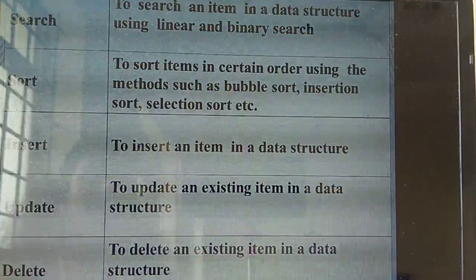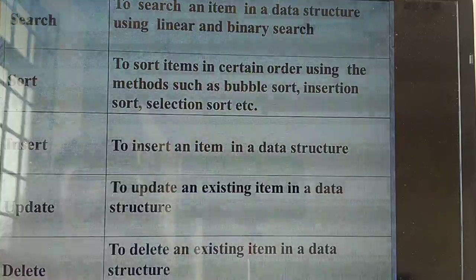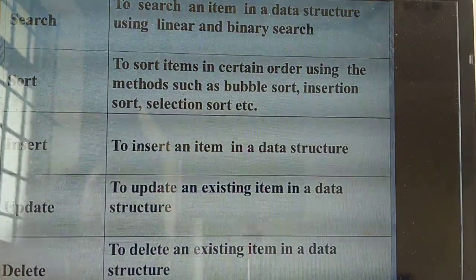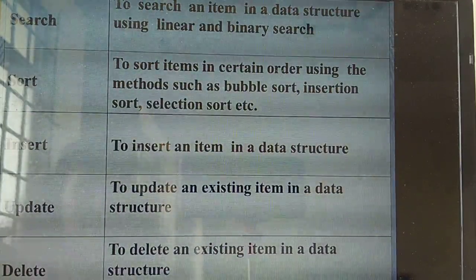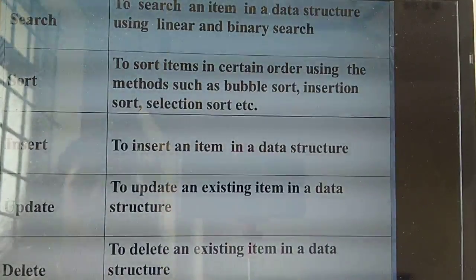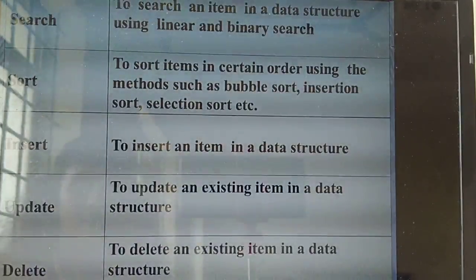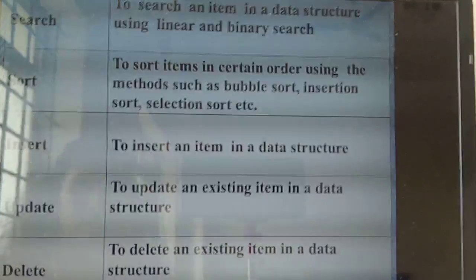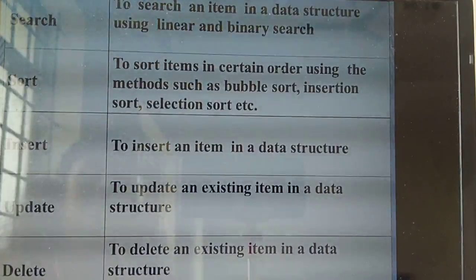Next one is sort. What do you mean by sort? Sorting means you need to arrange items in some order, maybe alphabetical order, ascending or descending order. Arranging the data in some order is called sort. Here also you are using sorting algorithms. What are they? Bubble sort algorithm, insertion sort algorithm and selection sort algorithm.